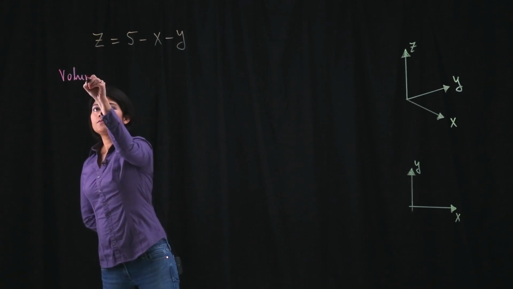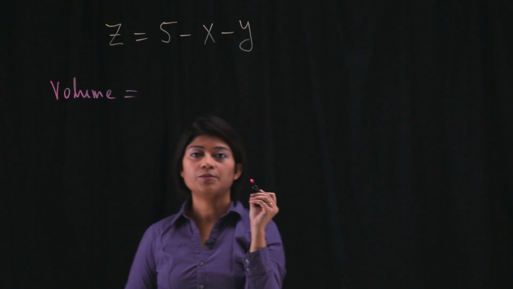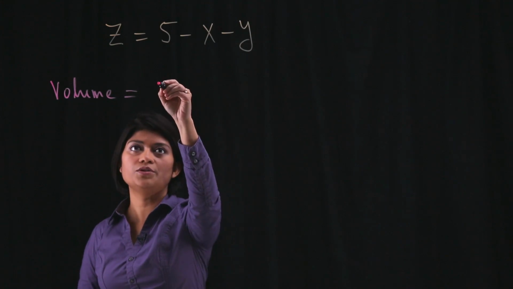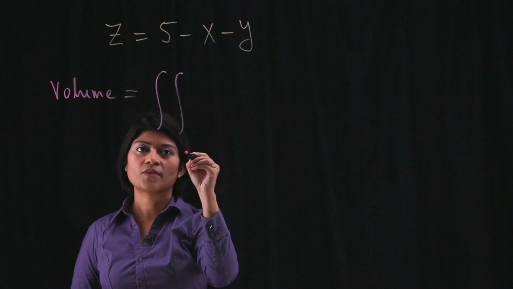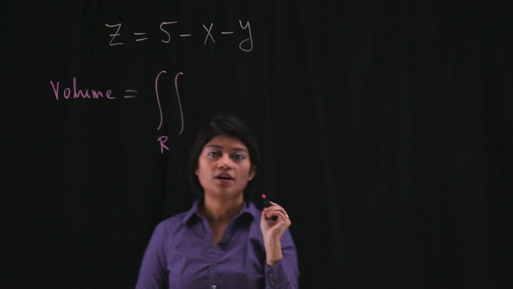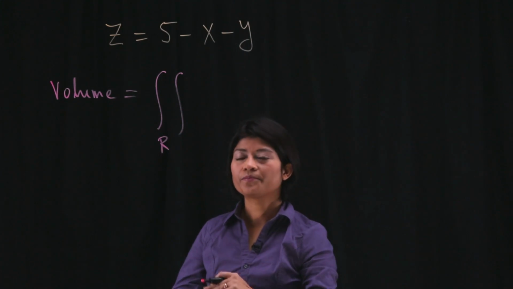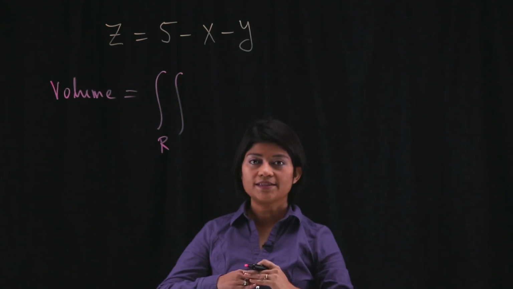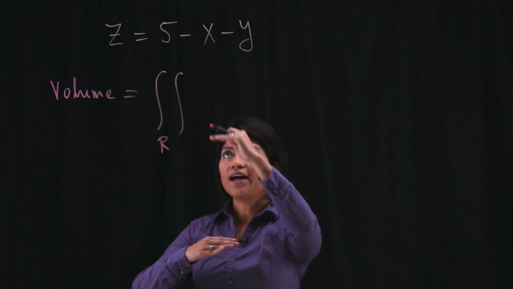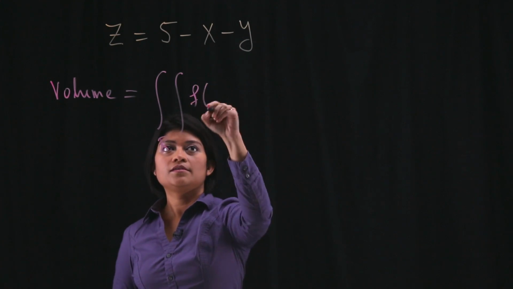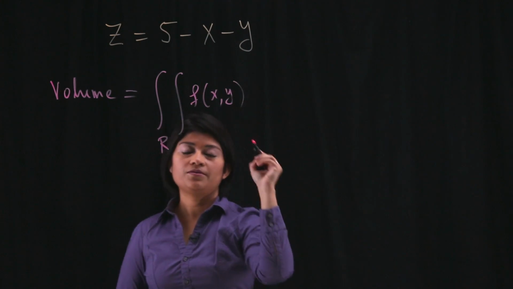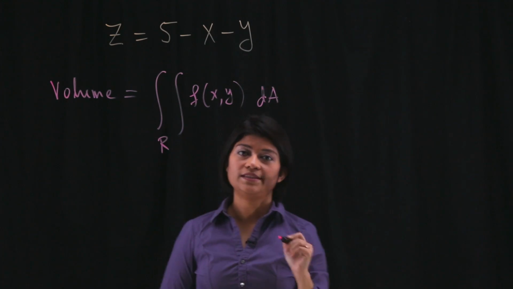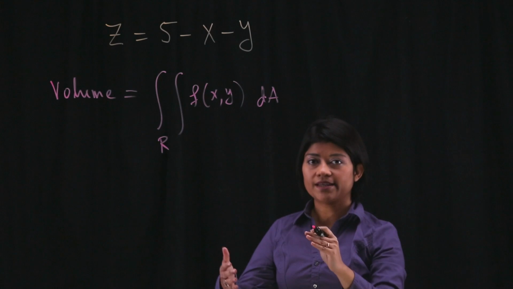Okay, so let's recall how to compute volume. You know that volume can be computed using integrals. In this case, it's a solid region, so we'll use a double integral over the region R in the xy plane. And here we will have the area of the base times the height. Now the height is given by f of x y, and the area of the base is dA. So this is the setup.